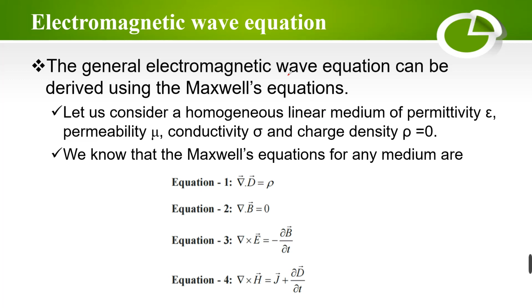Here we are considering a medium. That medium is homogeneous, made up of a single medium, and that medium has permittivity epsilon, permeability mu, and conductivity sigma, and charge density. In that, the charge density of the material is rho equal to 0. These are the things we are going to consider. That is, we have considered a homogeneous medium, a material made up of a single medium.